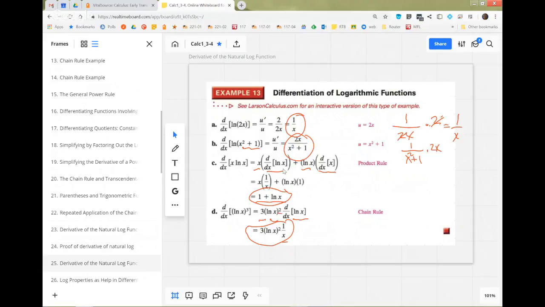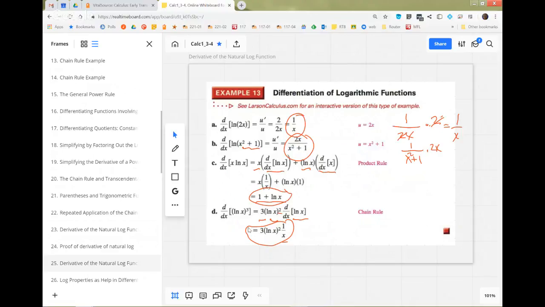Now let's fill in the blanks. What is the derivative of the natural log? We know that's 1 over x, so x times 1 over x, plus, and what's the derivative of x? That's easy, 1. So, end result, 1 plus the natural log of x.